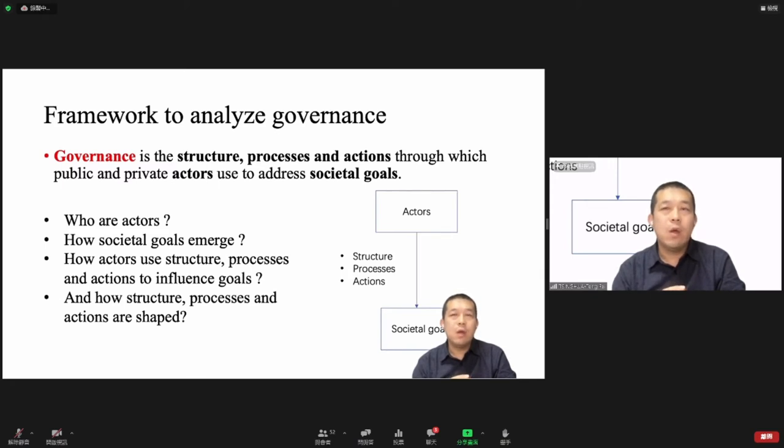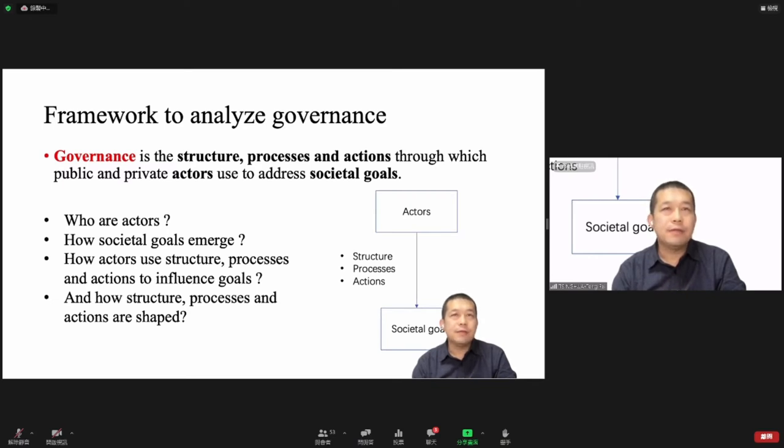The first one is the actors, the people or the group or organization which play in this governance. So who are the actors in the governance? And the second component is about the social goal. So what is that social goal, and how do these goals emerge from the society or from the governance structures?